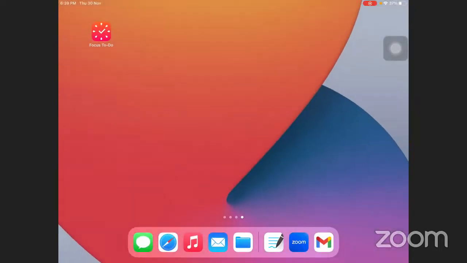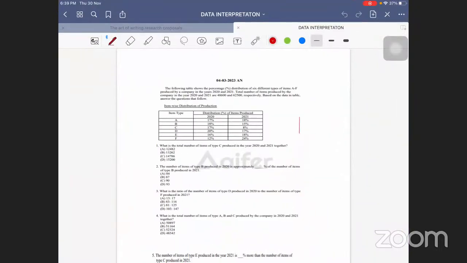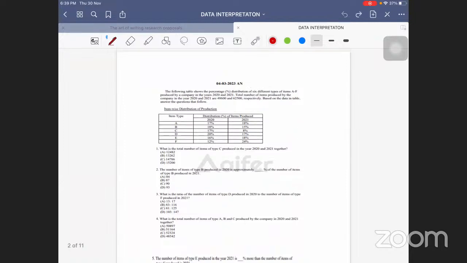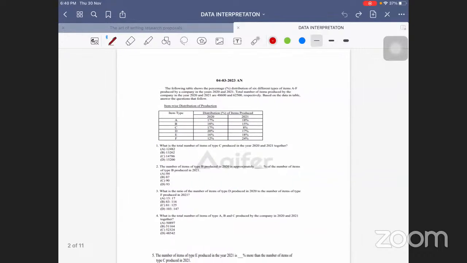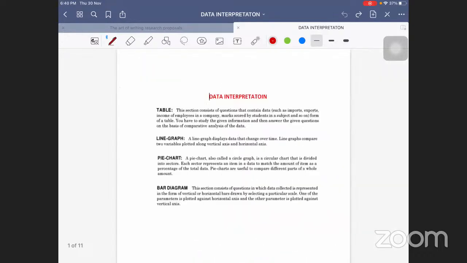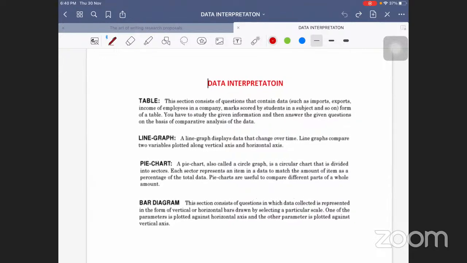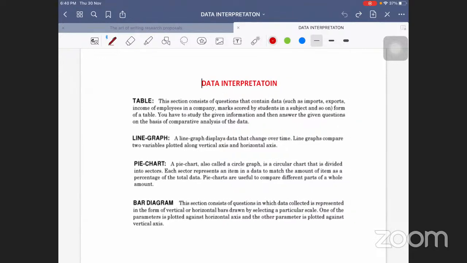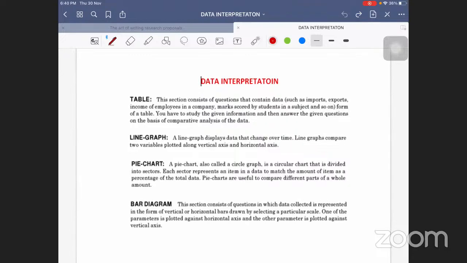So I share my screen. Is it clear and visible? I need to zoom more. Yes, sir, it's clear.